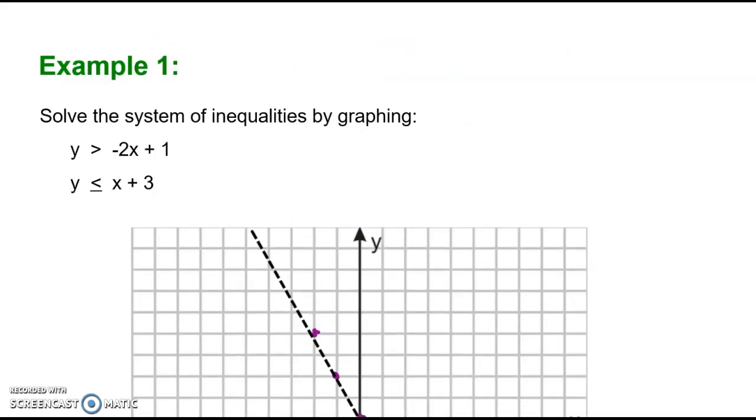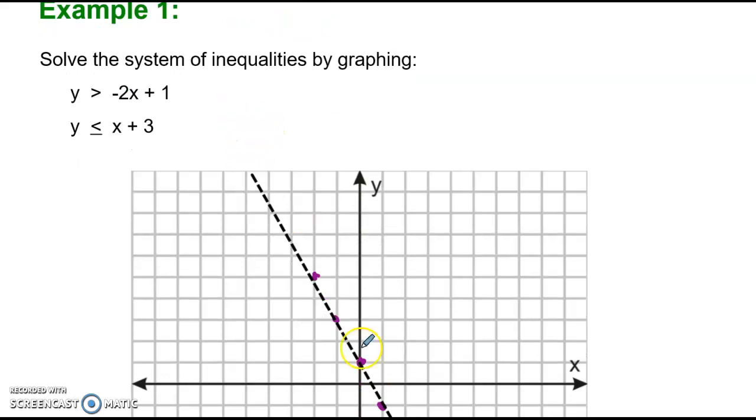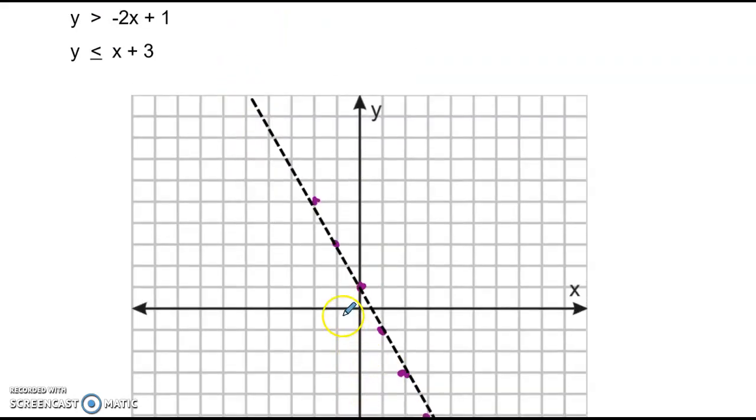Now remember, there's two ways to do this. You can test the origin. The origin doesn't fall on the line, so I could plug in a 0 for x, a 0 for y, and see whether or not it comes out to be a true statement. If it does, shade on that side. If it doesn't, shade the other. Or you could use the shortcut. Remember the little gravity shortcut here.